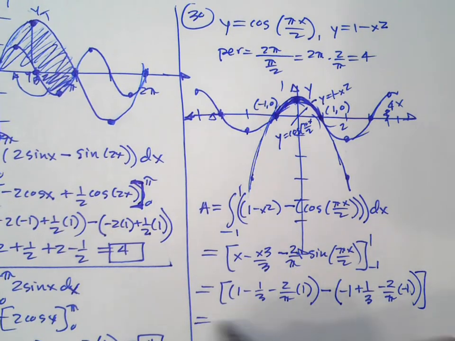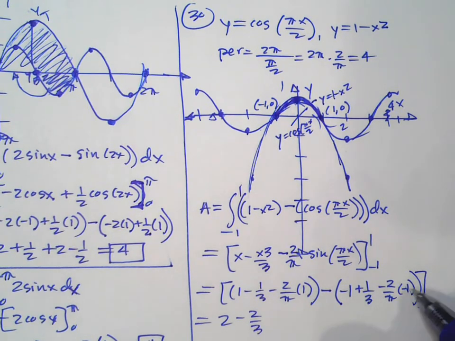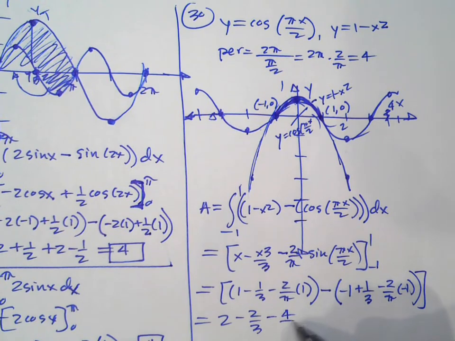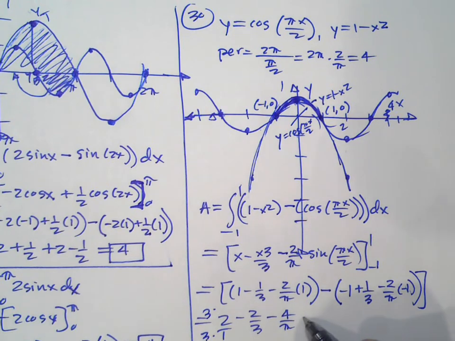So there's symmetry here, which you could tell at the beginning, so we could have tried to take advantage of it. So you have 1 plus 1 is 2. You have -1/3 minus 1/3 is -2/3. You have -2 over pi minus 2 over pi, which is -4 over pi. Common denominator is 3. So we have 6/3 minus 2/3. So we have 4/3 minus 4 over pi.